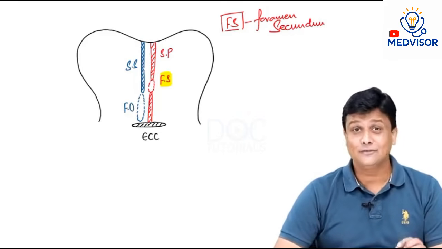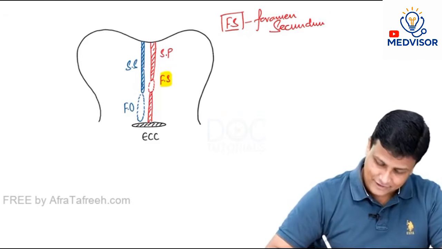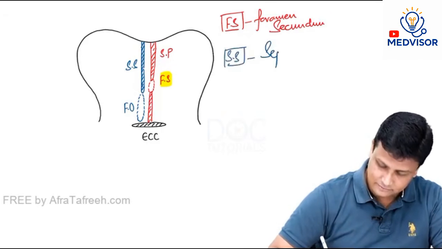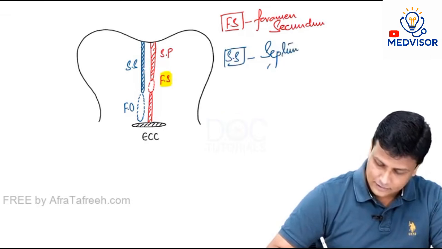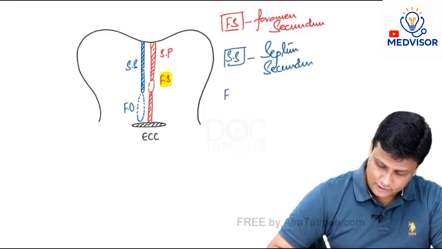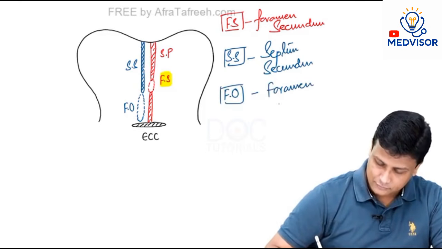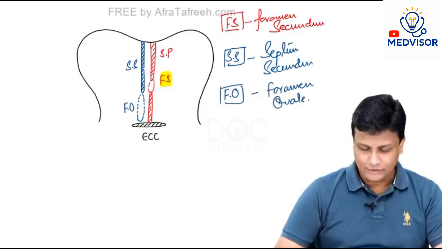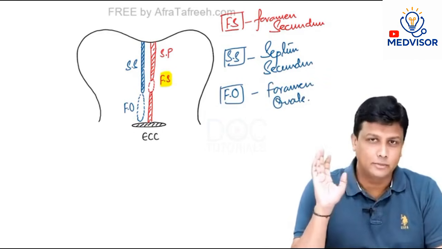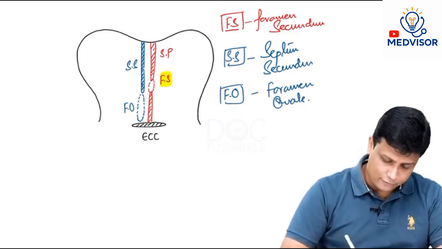So what is the foramen present in the septum secundum? That is foramen ovale. So S here stands for septum secundum, whereas FO here stands for foramen ovale. Foramen ovale, guys. Now this is the way how the interatrial septum is formed before the birth.